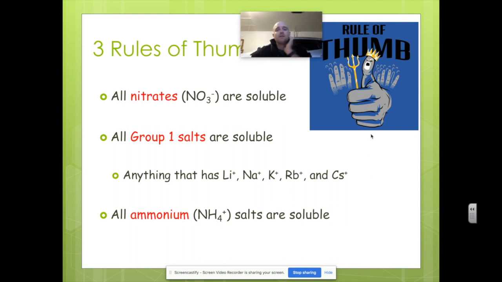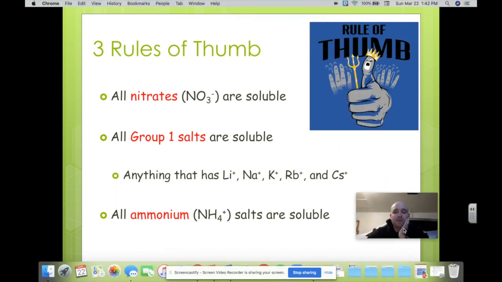Okay. So just 3 general rules of thumb right here. I like to keep these in mind, and they'll answer about 90% of your questions. All nitrates are soluble. All group 1 salts are soluble. So that basically means anything that has a group 1 element: lithium, sodium, potassium, rubidium, or cesium. And then all ammoniums are soluble. Okay, so if you keep those 3 in your head, it answers just about any one of those.